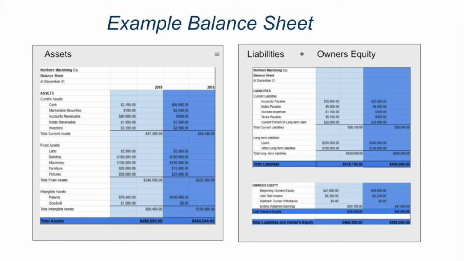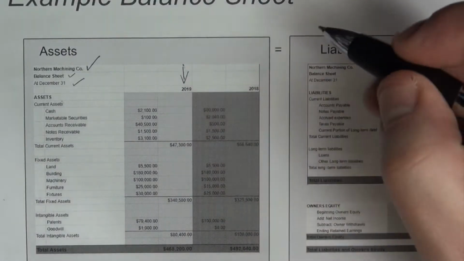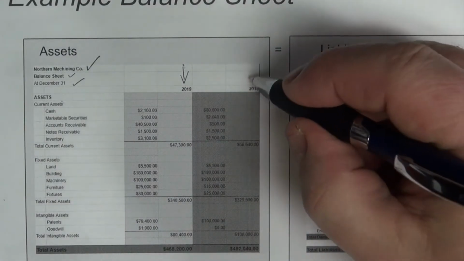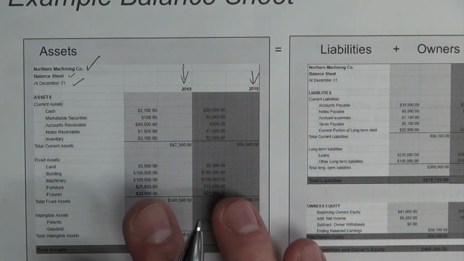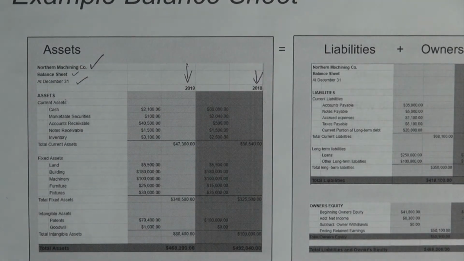You'll also notice that there's no year on it because what we're reflecting here are two separate years, 2019 and 2018. So we have information from one year and information from the next, and they match up, and it's good for comparative purposes. You'll also notice that this balance sheet has three distinct divisions.